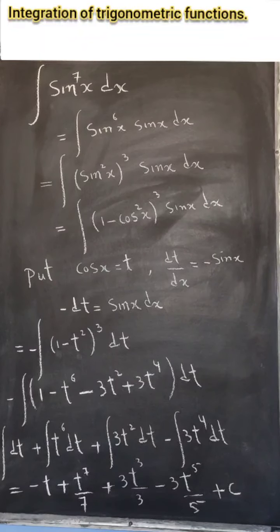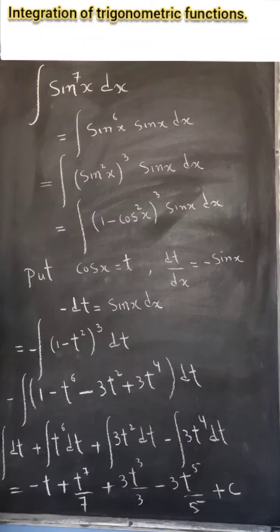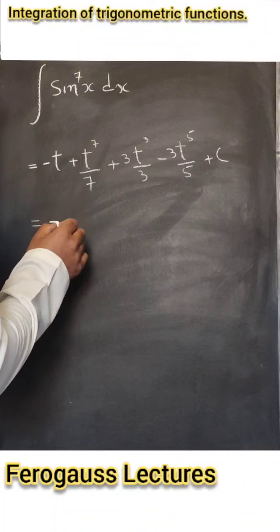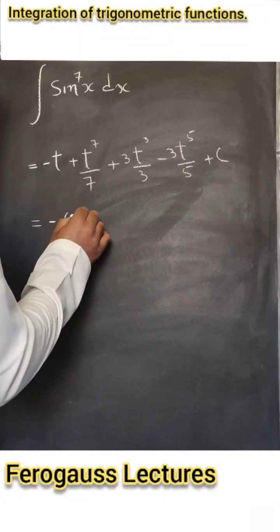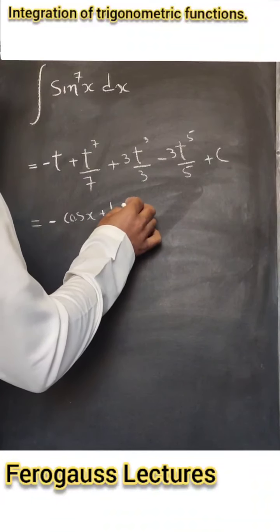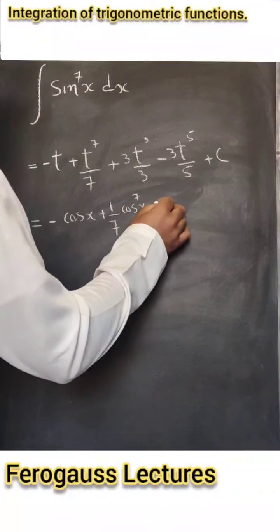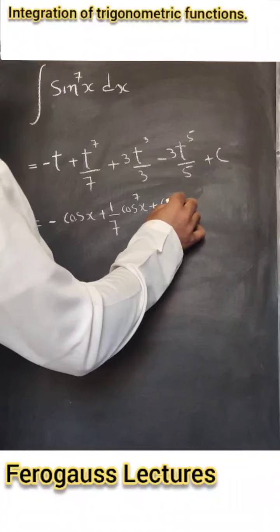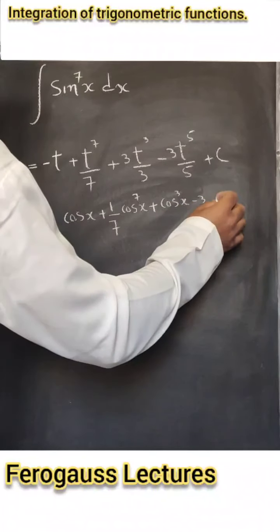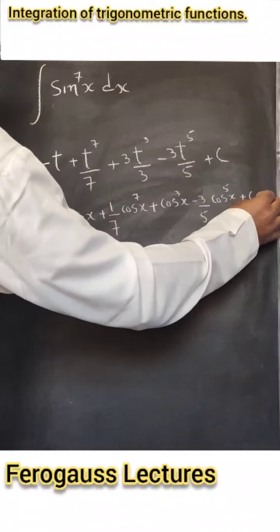Now we can replace t with cosine of x, so we get minus times, instead of t we have cosine of x, plus 1 by 7 cosine raised to power 7x, 3 by 3 is 1, so we have plus t cube, so we write cosine raised to power 3x, minus 3 by 5 cosine raised to power 5x, plus constant of integration c.